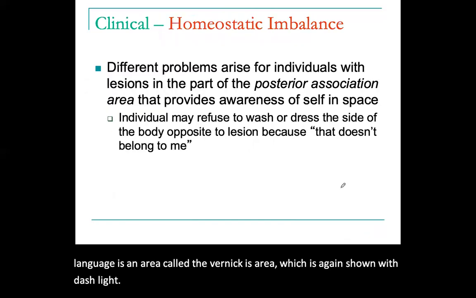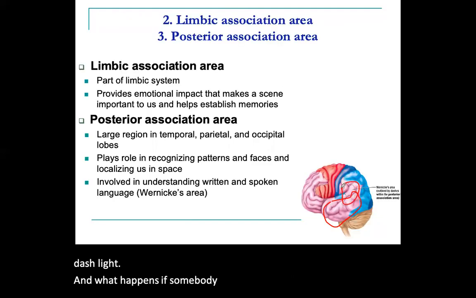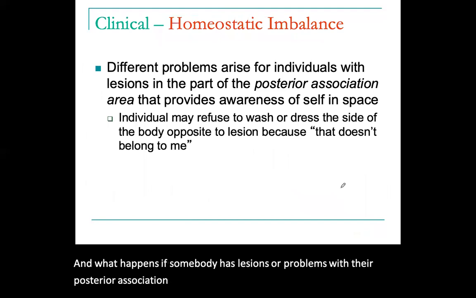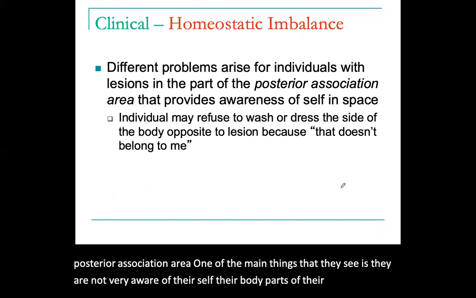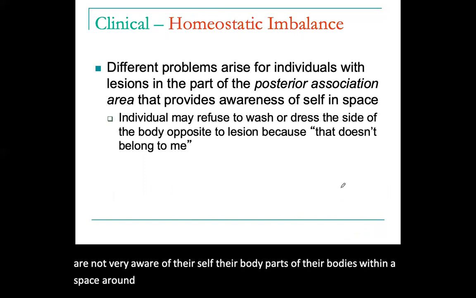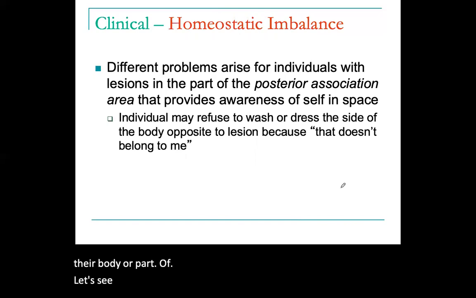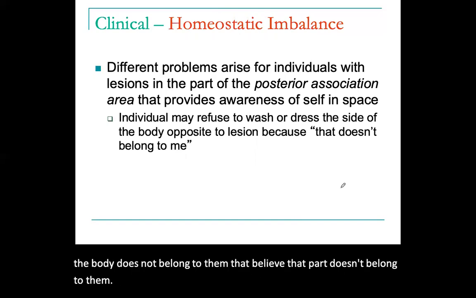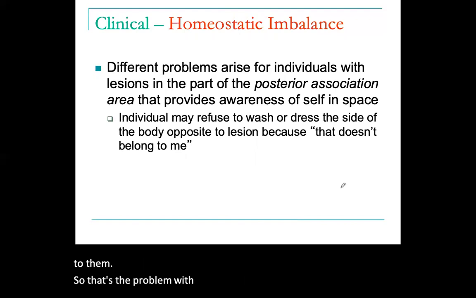And what happens if somebody has lesions or problems with their posterior association area? One of the main things that they see is they are not very aware of their self, the parts of their bodies within the space around them. For instance, a person may refuse to wash part of their body, let's say one of the appendages, because they believe that part of the body does not belong to them. So that's a problem with the posterior association area.